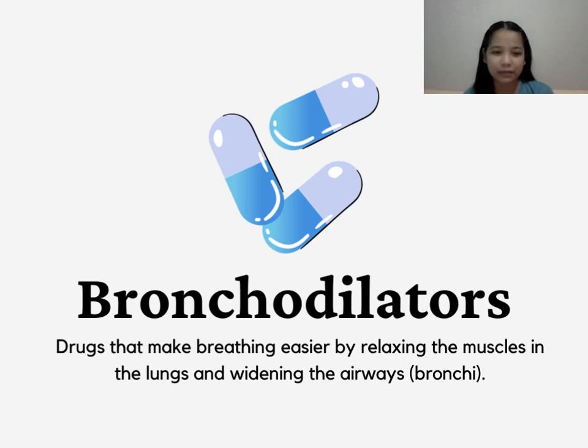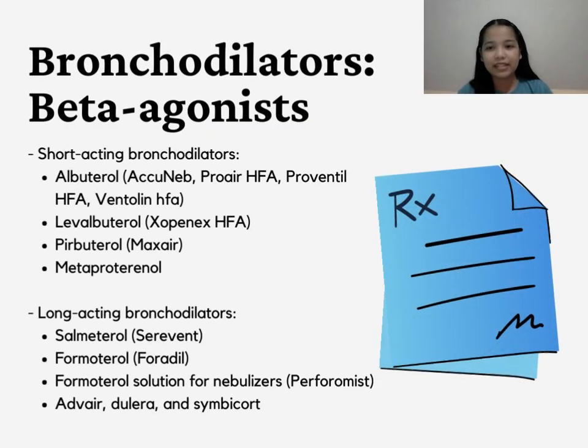Now, we have three types of this: beta-agonists, anticholinergics, and theophylline. Beta-agonists activate the beta-2 receptor on the muscles surrounding the airways. This results into the relaxation of those muscles and the opening of the airways. This can be administered by inhalers or orally. This type of bronchodilator may be short-acting or a long-acting one.